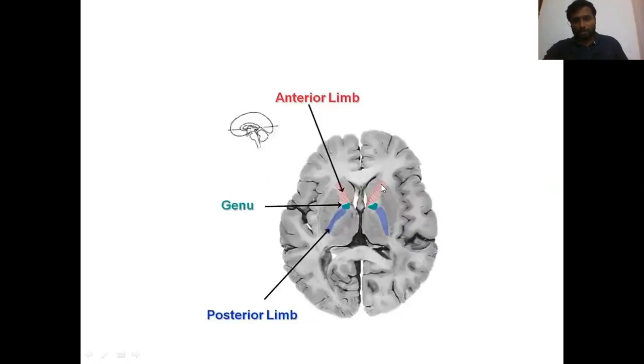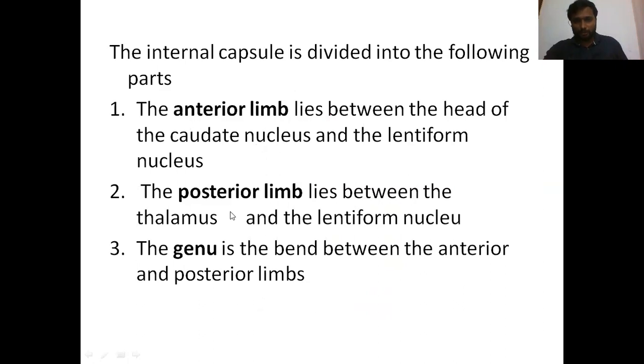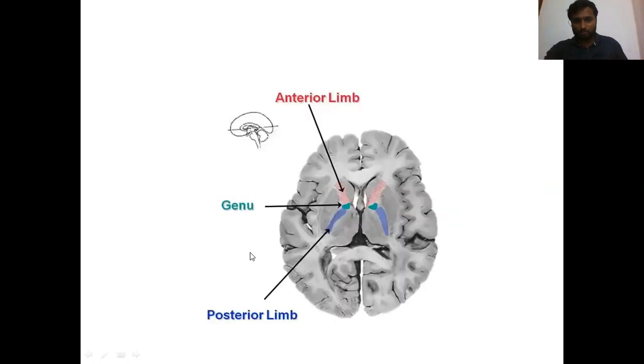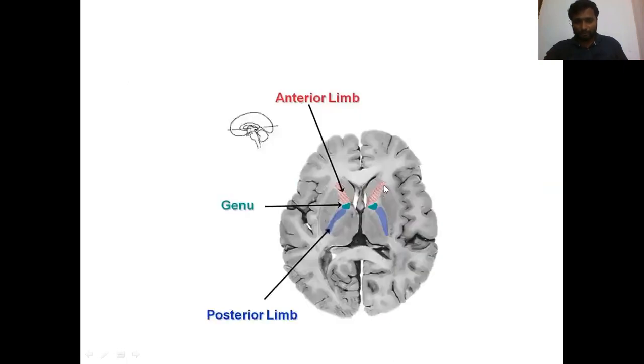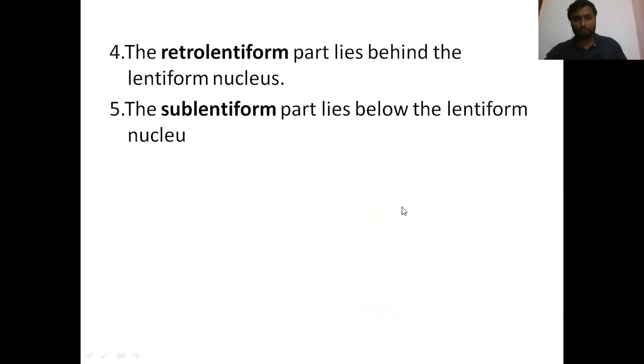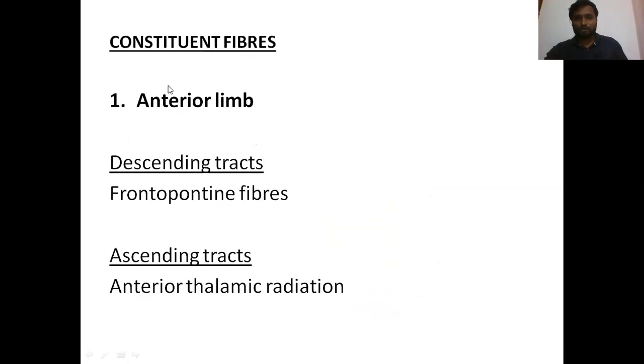What are the parts of the internal capsule? It has the anterior limb, posterior limb, genu, then the retrolentiform and sublentiform parts. See, anterior limb, then genu, posterior limb, then behind the lentiform nucleus, almost here, retrolentiform, then below the lentiform nucleus, sublentiform. Now we are going to discuss the fibers.